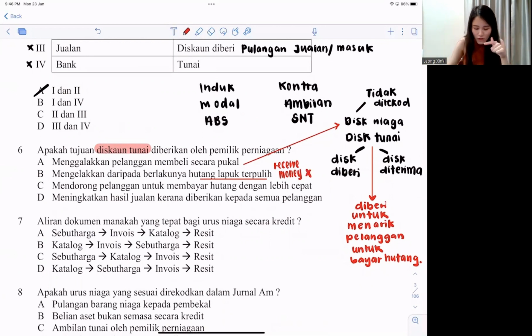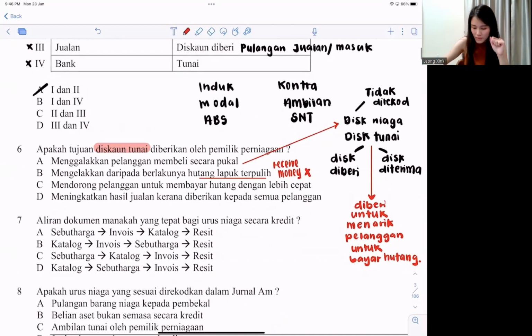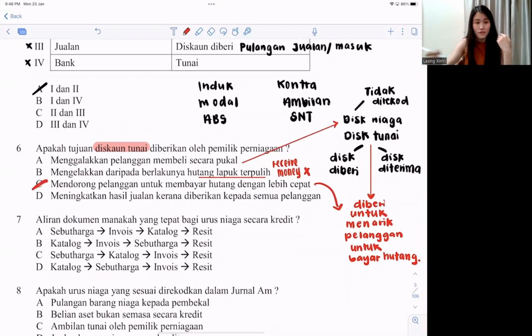Now C, mendorong pelanggan untuk bayar hutang dengan lebih cepat. Yes, correct. So that is the answer for us. C. While D, meningkatkan hasil jualan kerana diberikan kepada semua pelanggan. This one you give semua pelanggan is called the discount niaga. Is that okay, guys? All right, the one that you give everybody is discount niaga. But discount tunai will have syarat.